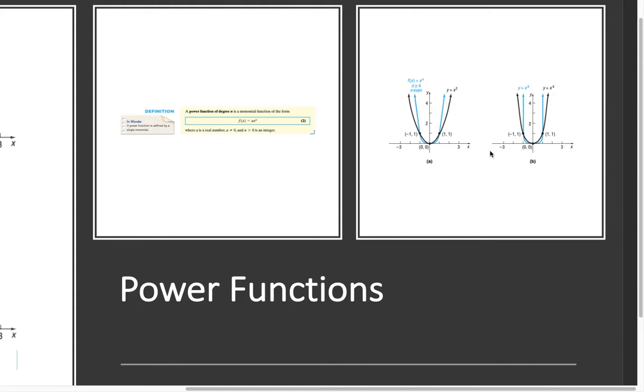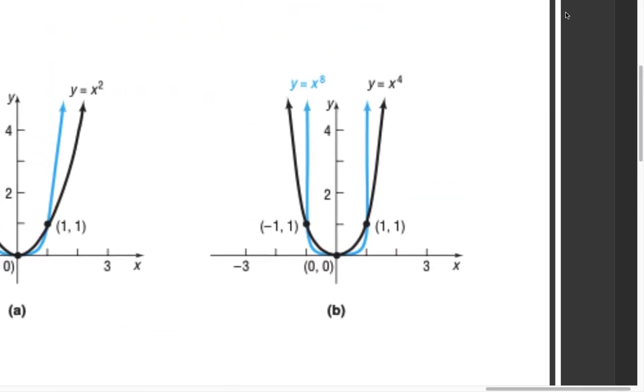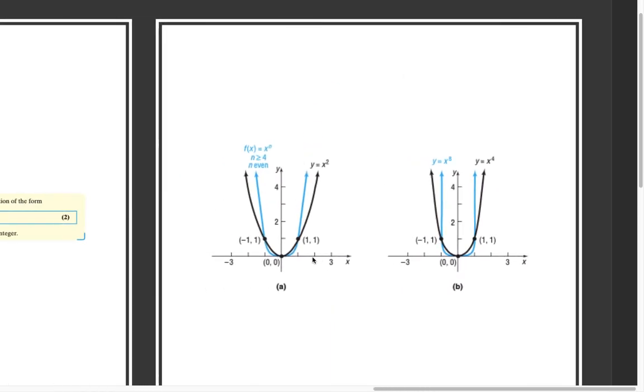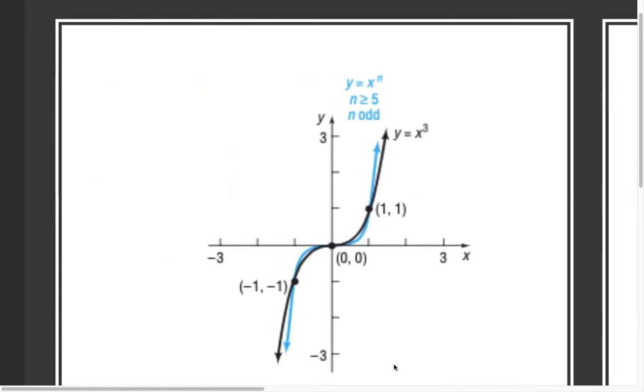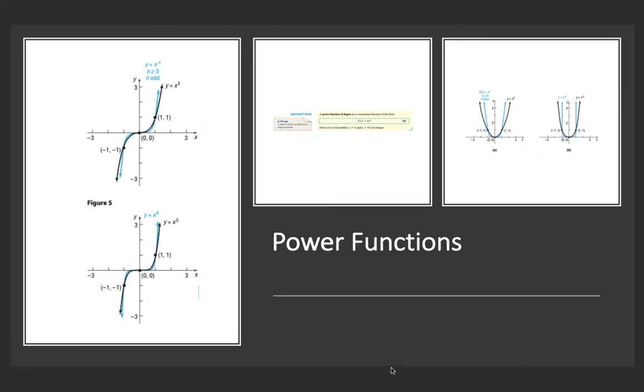Notice what is the difference between x square and x to the power 4? See this. This is the x to the power 4 graph, and this is the x to the power 8 graph. The x to the power 8 graph is growing a little bit faster, and it is a bit flat near 0, but both graphs actually pass through the points (1, 1) and (-1, 1). Similar behavior you will find here also. So these are the power functions.